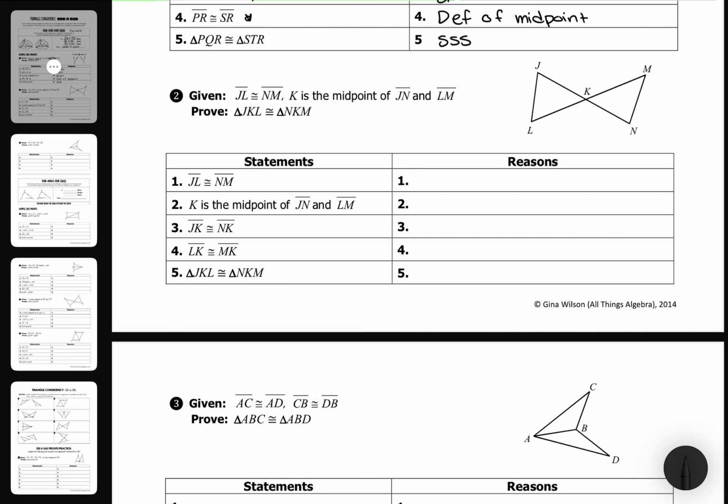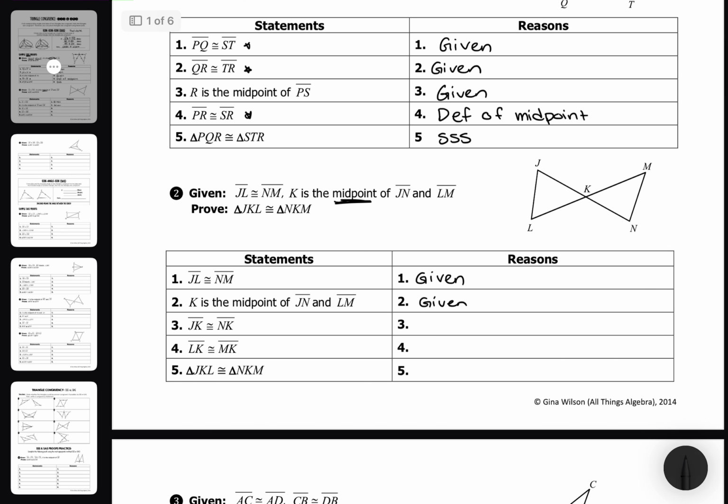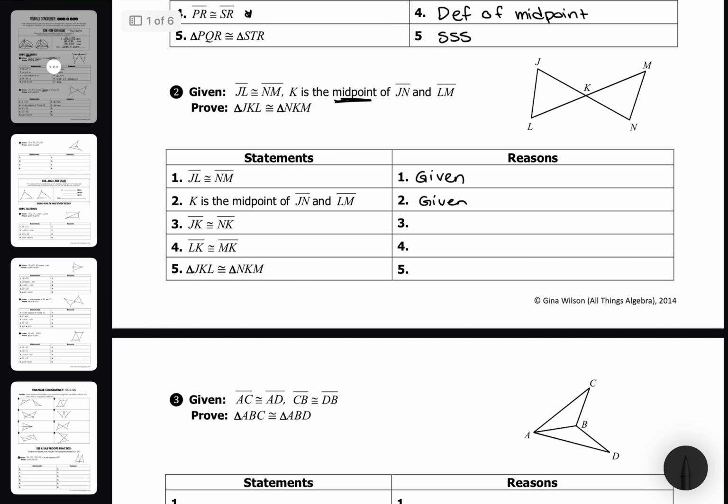So this is this bow tie shape. And I did say, hey, sometimes we'll use that to prove something about vertical angles. Not all the time. So let's see where this proof is going. So they're telling us that JL is congruent to NM. That's given. They're telling us that K is the midpoint of JN and LM. That's another given. Okay, only because they're talking about midpoints here and we're talking about side proofs, I'm thinking maybe we're not going to do anything with angles here.